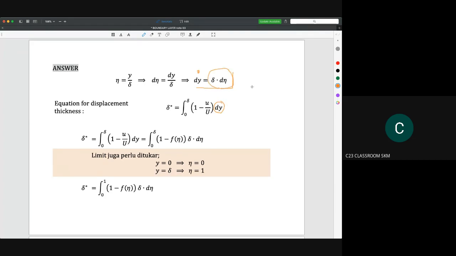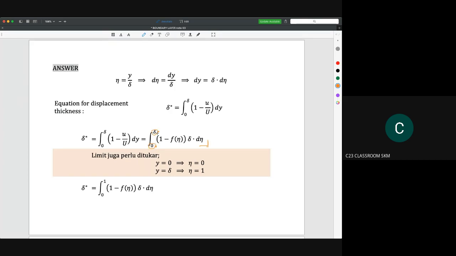Okay, so what we do is replace u over U here with f eta, a function of eta, and replace dy here with delta d eta. You can see that the value of delta d eta we get from this transformation. Then if you see the integral here, the limit is from 0 to delta. However, our integral is by d eta, which means we also need to change the limit.